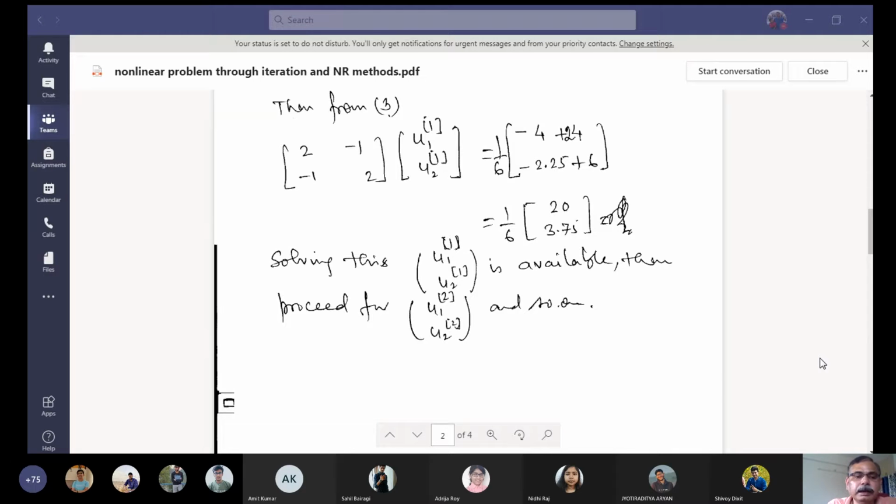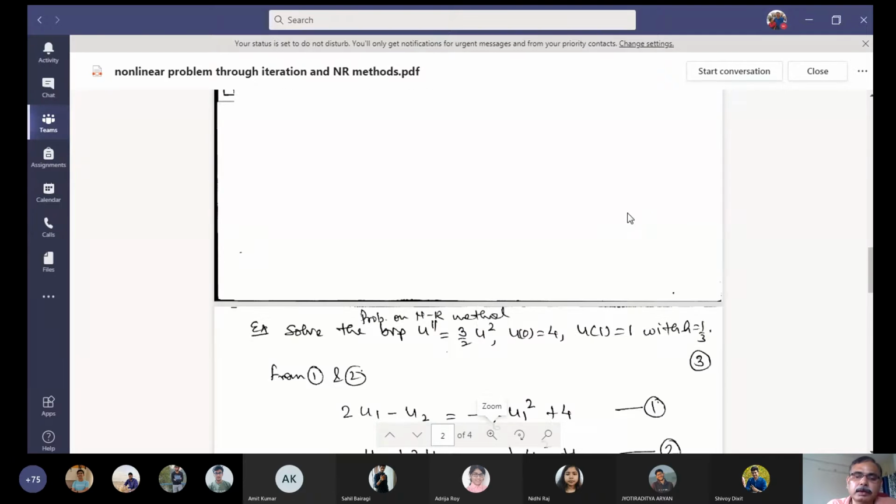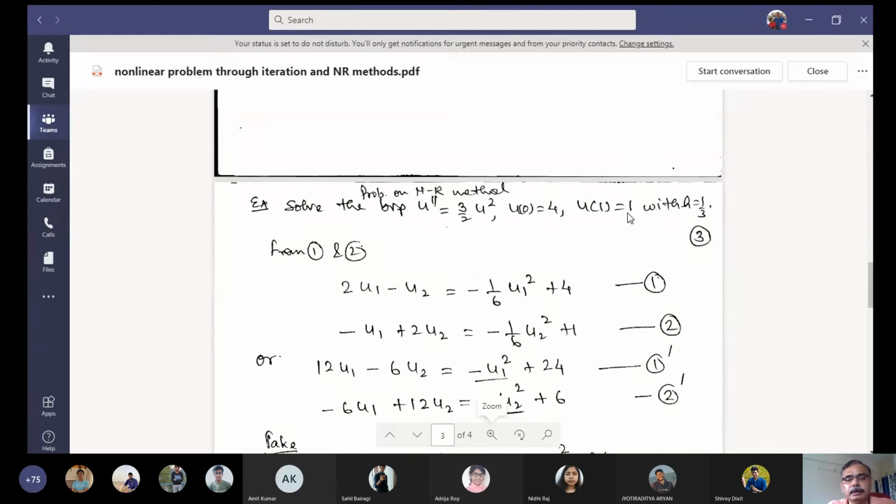You can proceed with that, and then for the next value, if a faster method is there, for example, Newton-Raphson, then the convergence will be faster. If it is your iterative method, it is first order, so it will be slow. Shall we proceed further? Yes, sir. Same problem I will solve using your Newton-Raphson method.